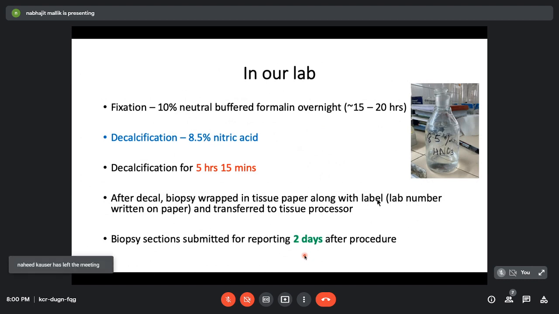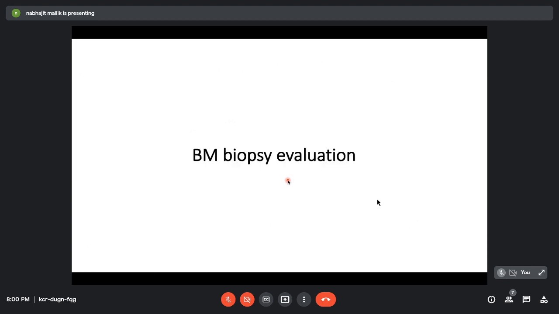EDTA, as we spoke about, is a good agent for doing decalcification and also provides good morphology. However, it takes much longer, and in a high turnover lab which has numerous procedures happening every day, nitric acid is a very good alternative, and we don't really have any problem with the morphology here.